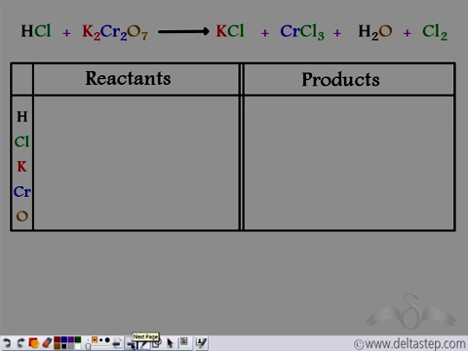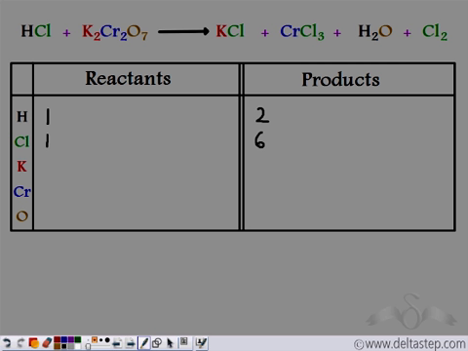So let's start with hydrogen. On the reactant side we have 1 into 1, 1 atom. On the product side we have 2 into 1, 2 atoms. Chlorine, here we have 1 into 1. And on the product side we have 1 into 1, 1 plus 3 plus 2. So 3 plus 1, 4. 4 plus 2, 6.